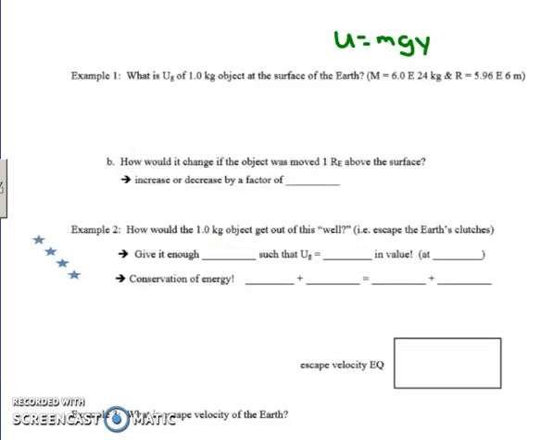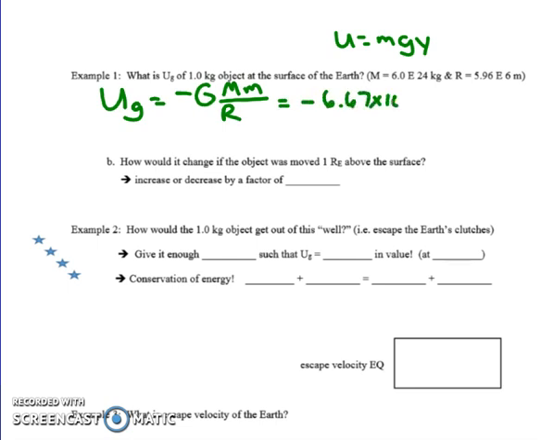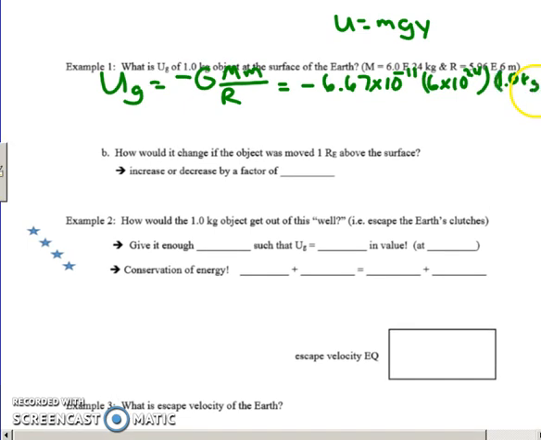Okay, so if we use our universal gravitational potential energy, we have negative G M m all over r. So if you recall, G is 6.67 times 10 to the negative 11th. Mass of the Earth is 6 times 10 to the 24. We put in a 1 kilogram object, and then we have to divide it by the radius of the Earth, which is essentially 6 times 10 to the 6th, okay?